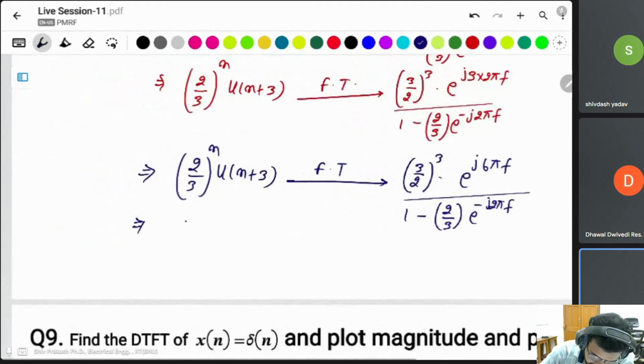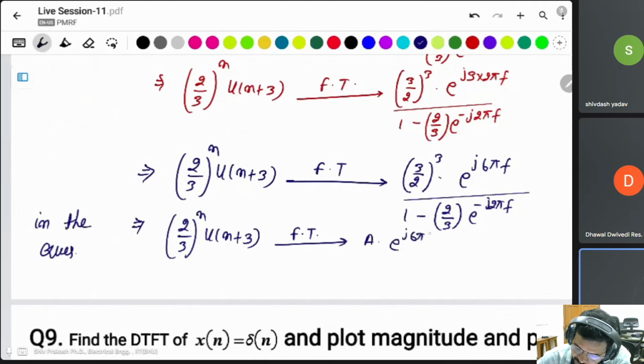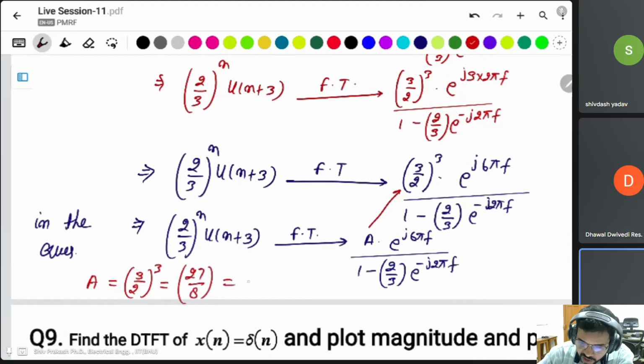The question is given as (2/3)^n u[n+3], whose discrete Fourier transform is a into e^(j6 pi f) divided by 1 minus 2/3 e^(-j2 pi f). There is only a to be matched to this one. Then you can say a is equal to (3/2)^3. It means 27 by 8. This value is 3.375.